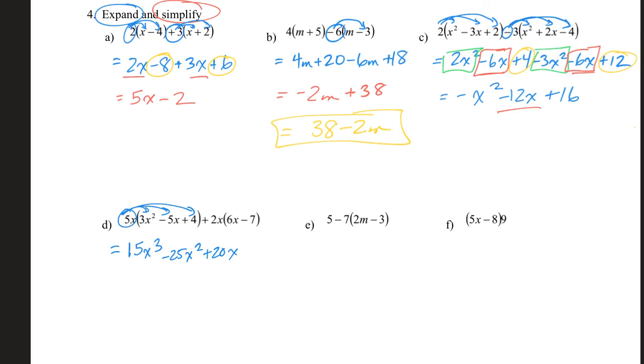Well, now when I look at my next expansion, I notice it's a plus 2. So I don't have to worry about my signs because I'm going to multiply by a positive. So a 2x times a 6x is a 12x squared. And a 2x times a negative 7 is a negative 14x. Okay, if you were able to get that blue line, then you understand expanding.